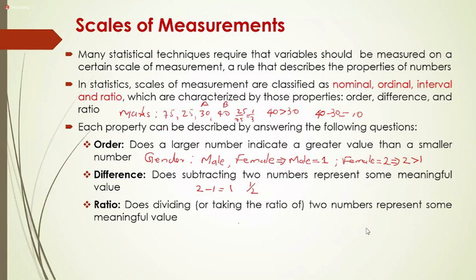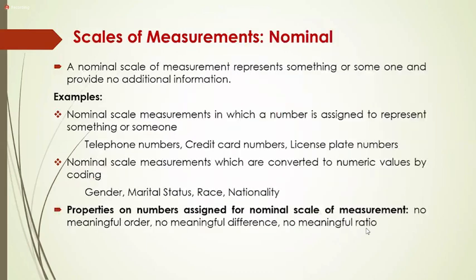So now, based on these properties, we can categorize whether our variable measurements are nominal scale, ordinal scale, interval scale, or ratio scale. The next slide is giving about this.